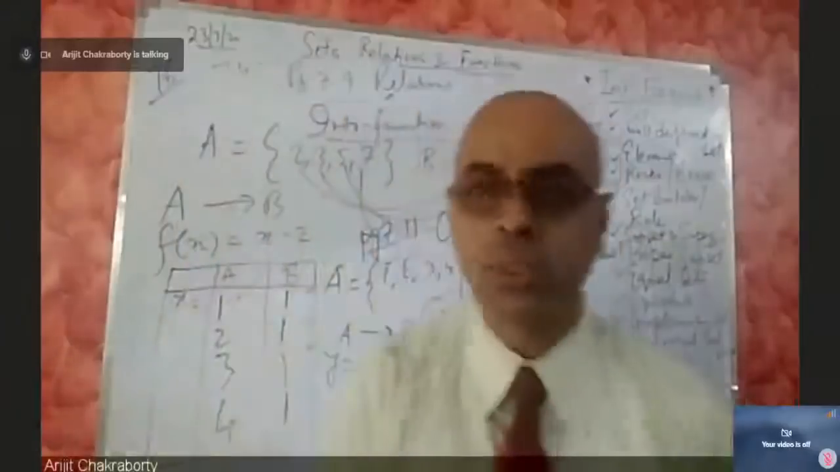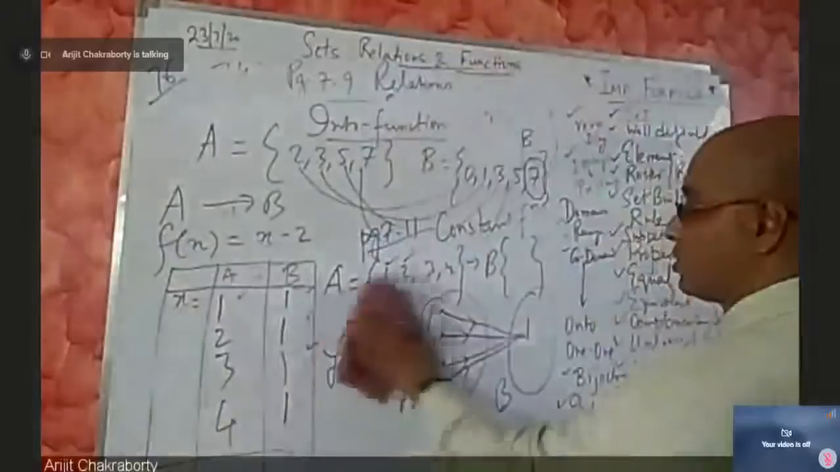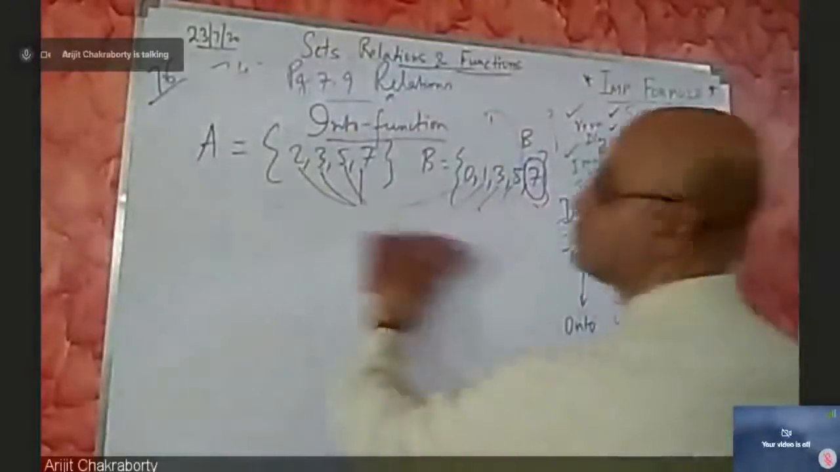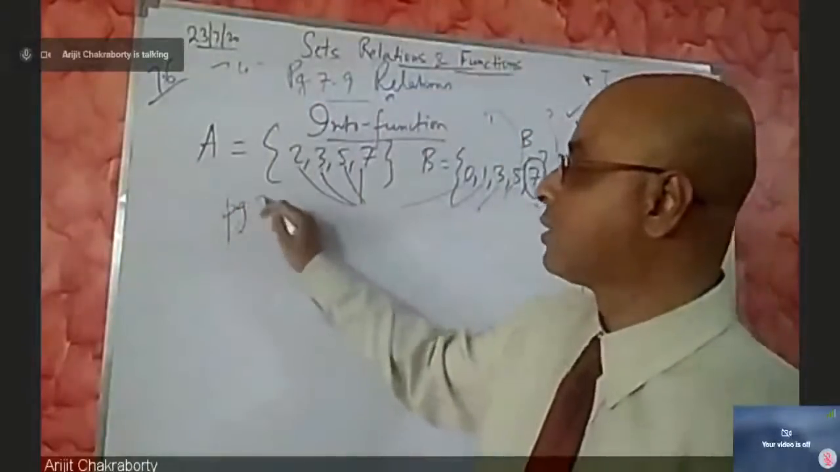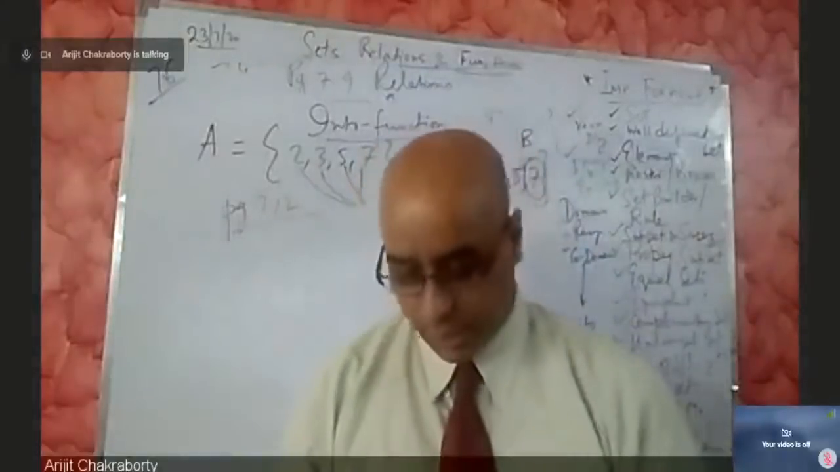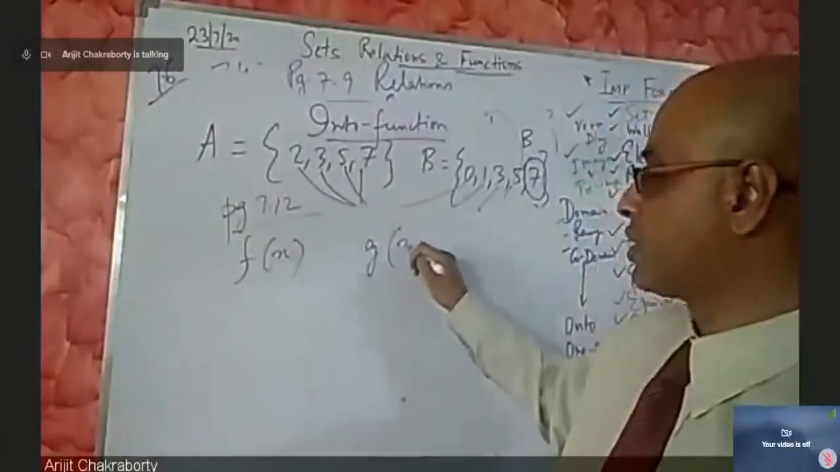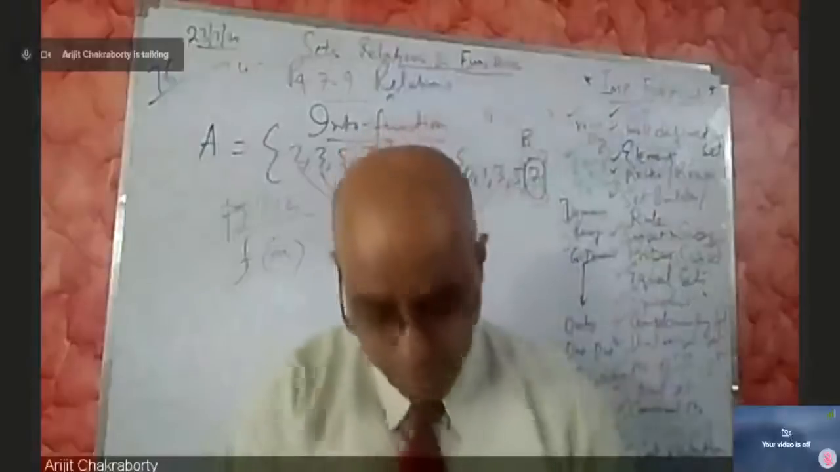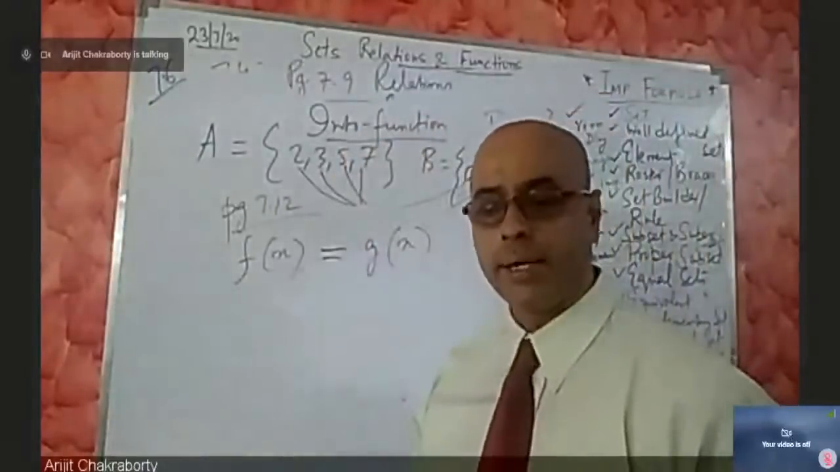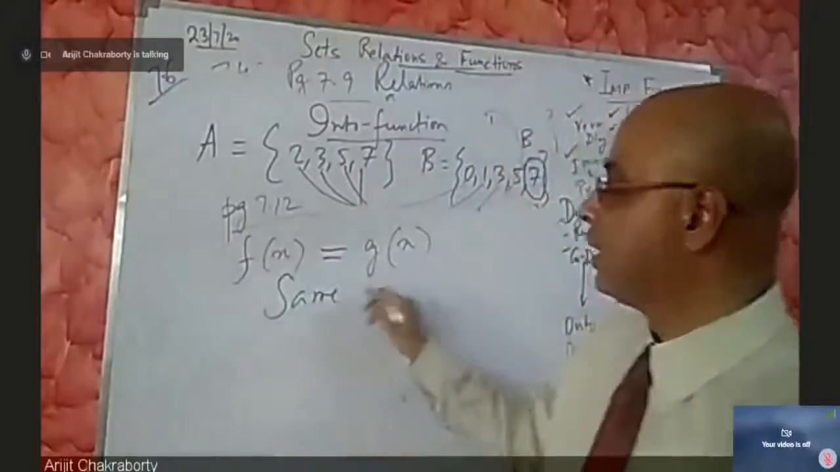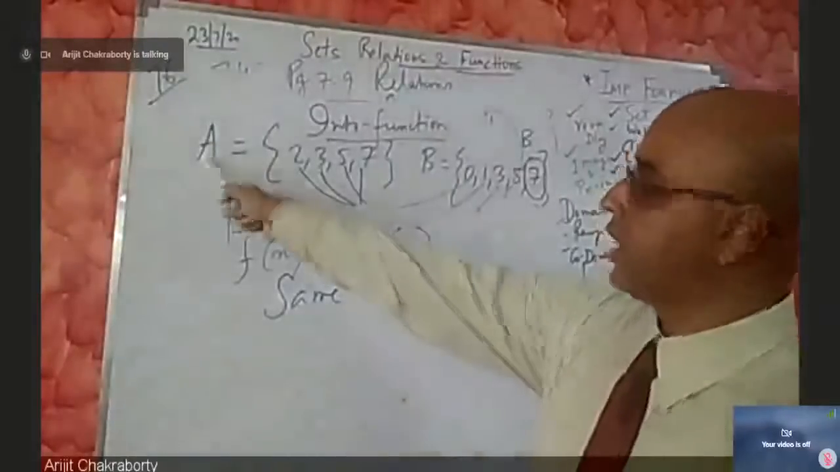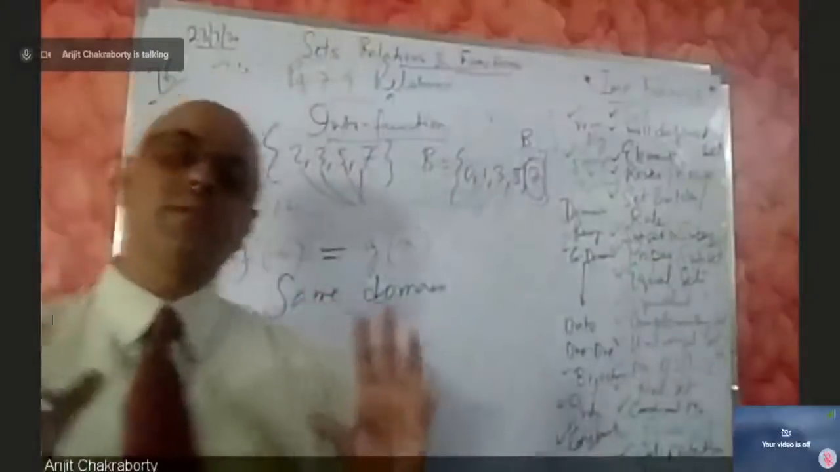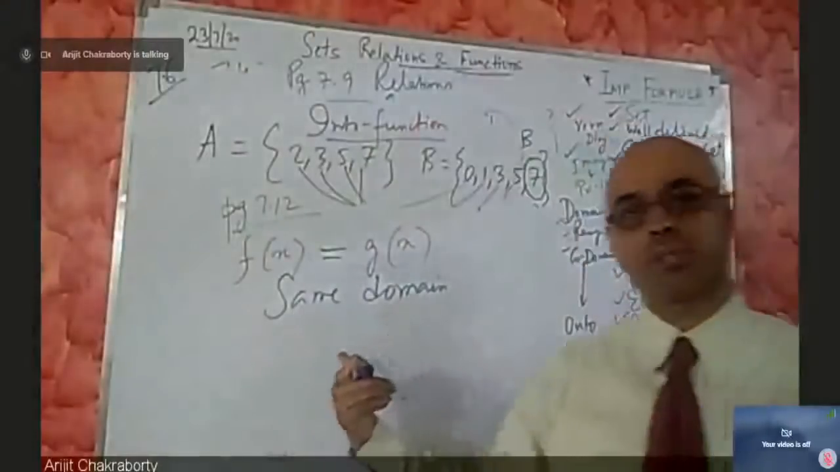Now we shall move on to page 7.12 and see equal functions. Page 7.12, please. Now, if you have two functions f(x) and g(x), this is a function, this is another function. These functions are said to be equal, so they will have an equal sign, provided they have the same domain. Now you know what is the domain. Like in this case A and B, 2, 3, 5, 7 is the domain, 0, 1, 3, 5 is the range. So if these two functions have the same domain, then they will be equal functions.